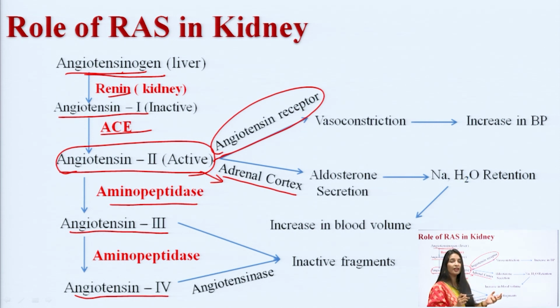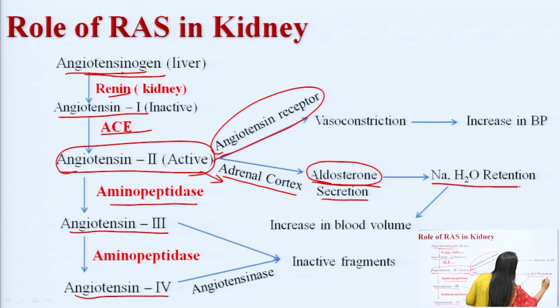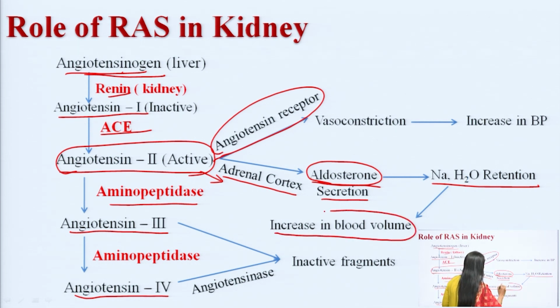So, what is the adrenal cortex? Aldosterone is a corticosteroid, right? It is a steroid. So, adrenal cortex से आपका aldosterone secrete होता है. कब secrete होता है आपका aldosterone? जब आपका angiotensin active form में होगा. And in the adrenal cortex, आपका aldosterone secretion होता है. जब भी आपका aldosterone secrete होगा, sodium and water retain होता है. And when the sodium and water are retained, you have seen what is going to happen? Increase in the blood volume. And with the increase in the blood volume, what is going to happen?